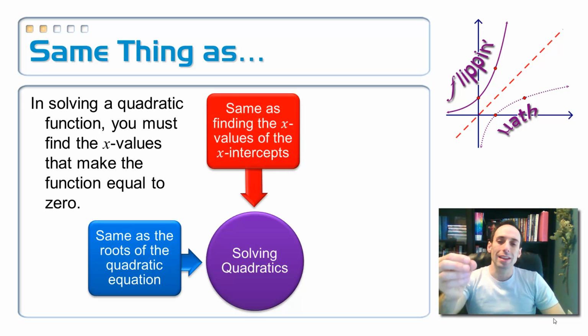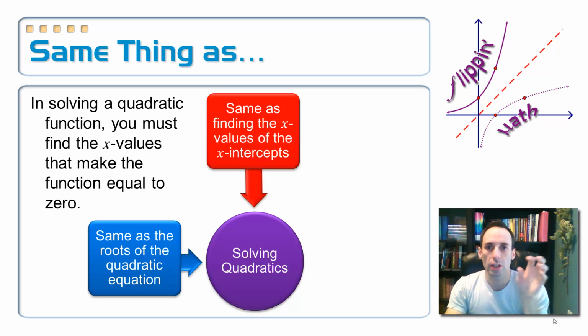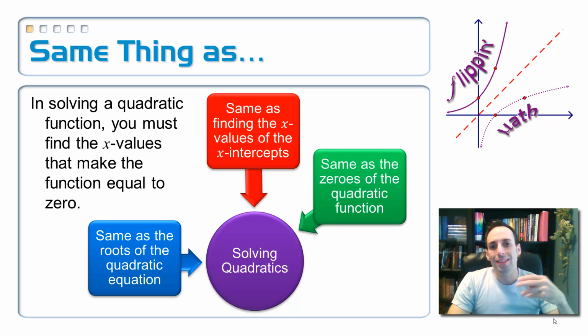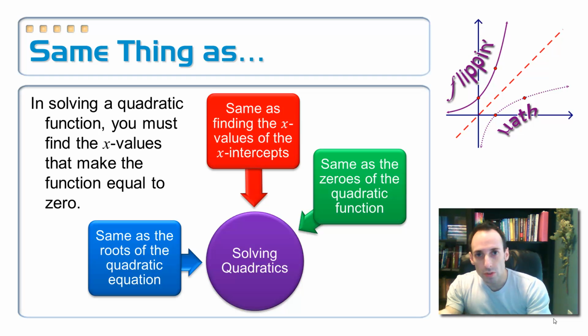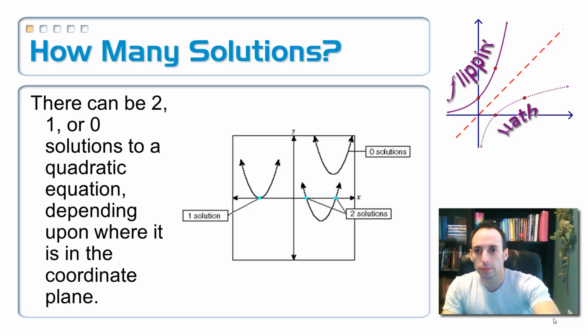It's the same thing as finding the x values, the x-intercepts, because you're setting y equal to 0, and whenever you set y equal to 0, this is on the x-axis. And then finally, it's the same thing as finding the zeros of the quadratic function. A zero of a function is where the function is equal to 0. Like f of x, where f of x is equal to 0, that's the same thing as y. So associate all of these things with solving quadratics. Finding the roots, finding the x-intercepts, and finding the zeros of the quadratic function. Okay? So let's do some of those right here.